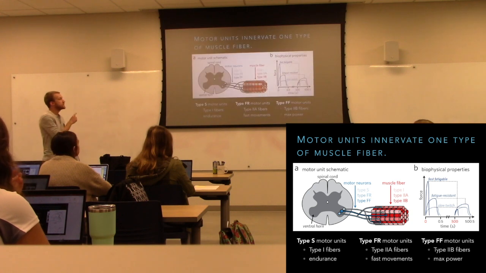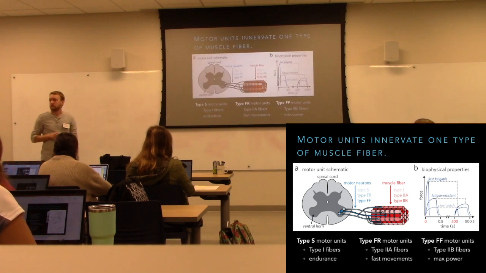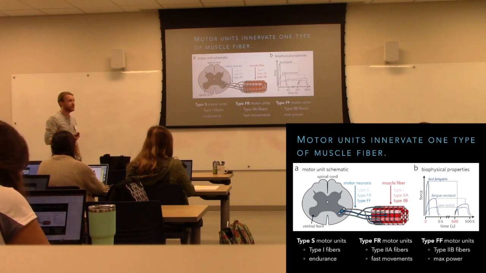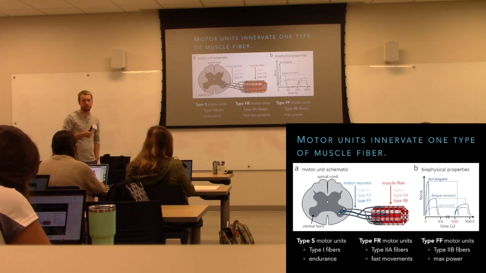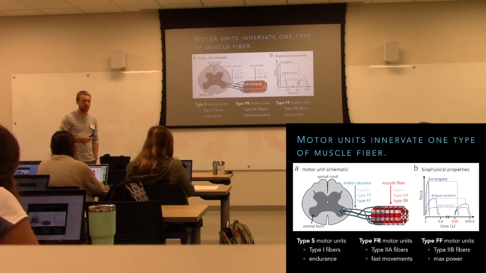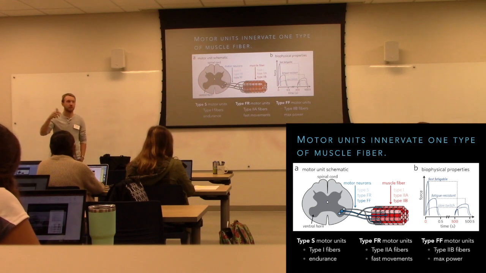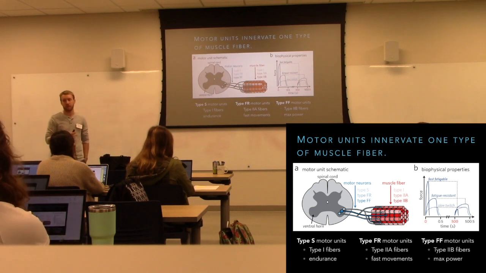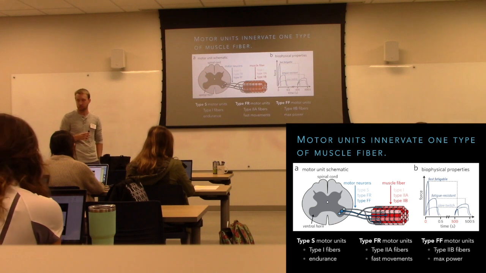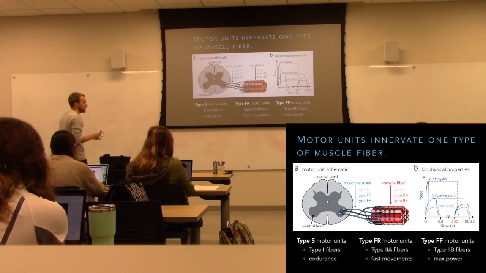Those different types of muscle fibers are going to be controlled by different sized motor neurons. And they're going to create different types of motor units. And a motor unit is just that motor neuron and all the muscle fibers that it innervates. So there's always one motor neuron, and then there's some variable number of muscle fibers. It depends on the motor unit. They come in different sizes. They also come in different fiber types.